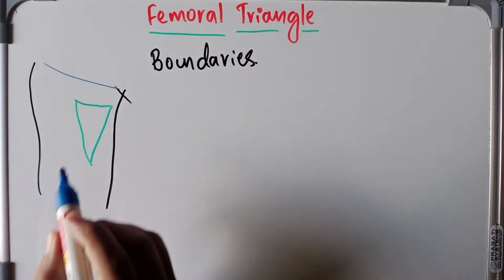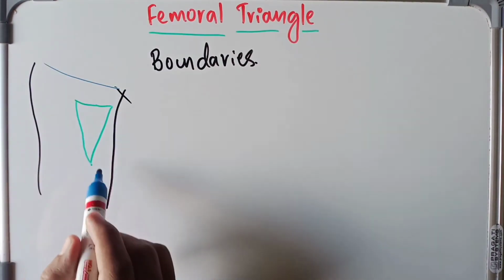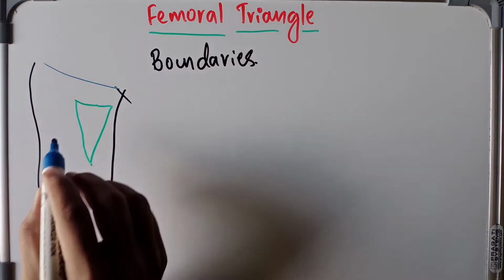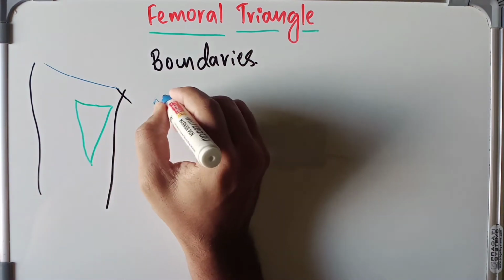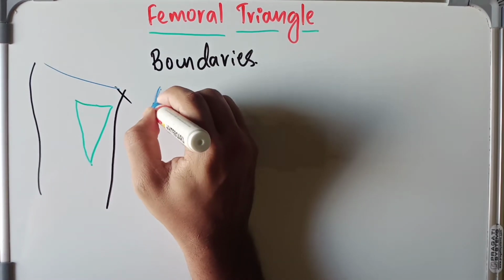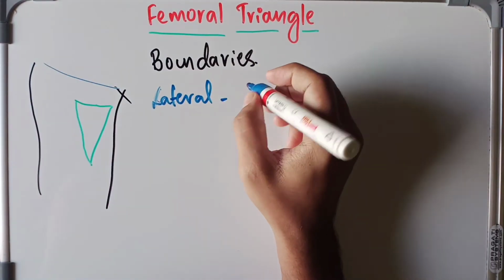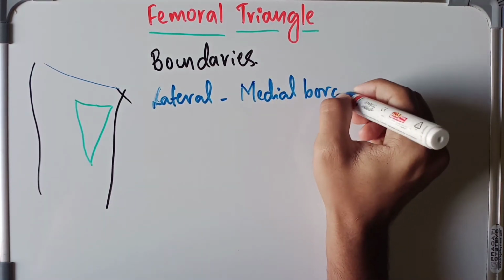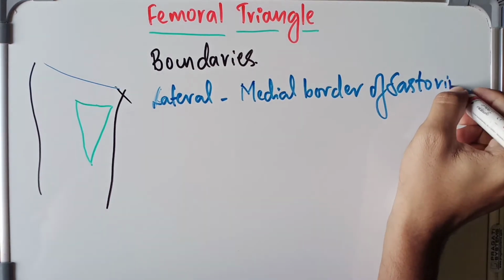So what do you think of the boundaries of the femoral triangle? We have the lateral boundary, the medial boundary, the base and the apex, right? When it comes to the lateral boundary of the femoral triangle, it is made up of the medial border of the Sartorius muscle.